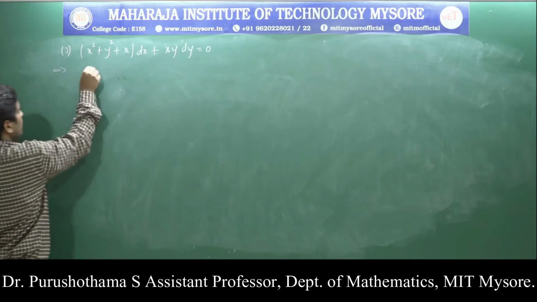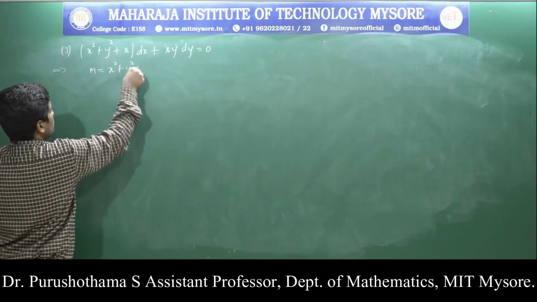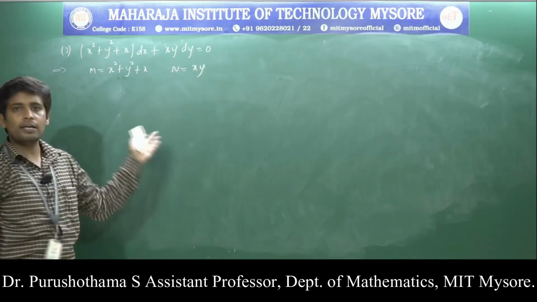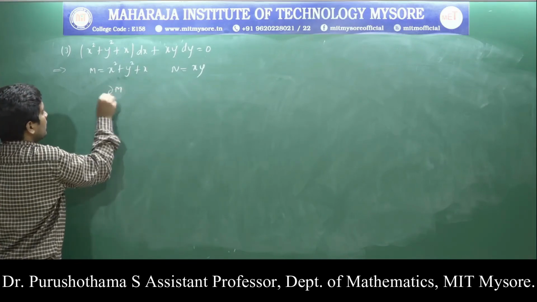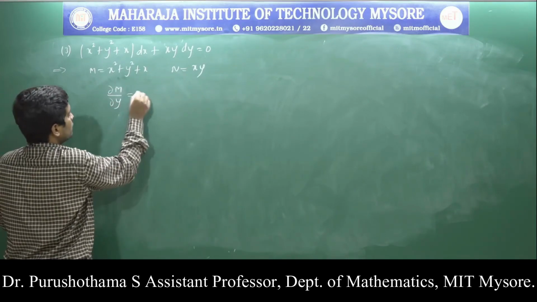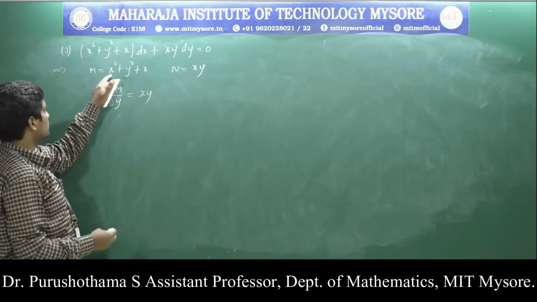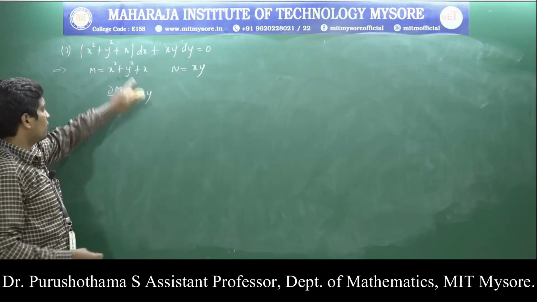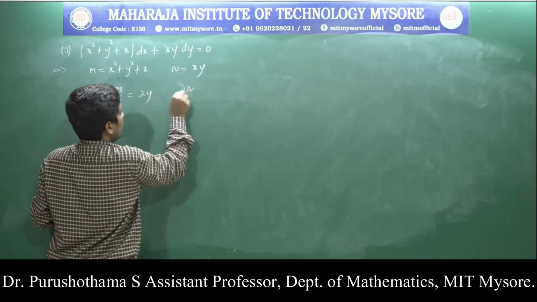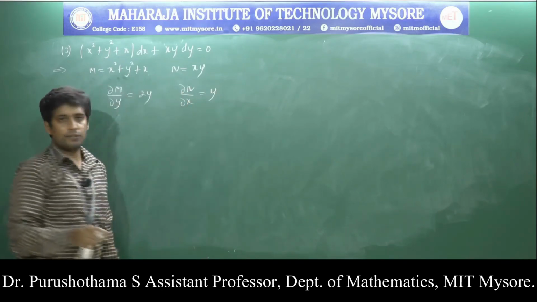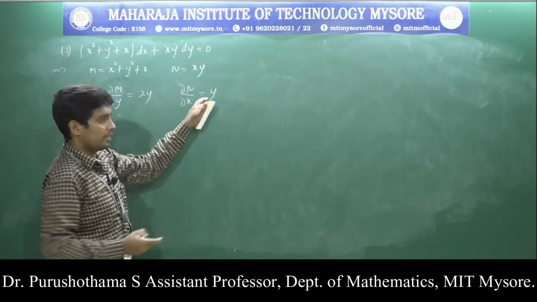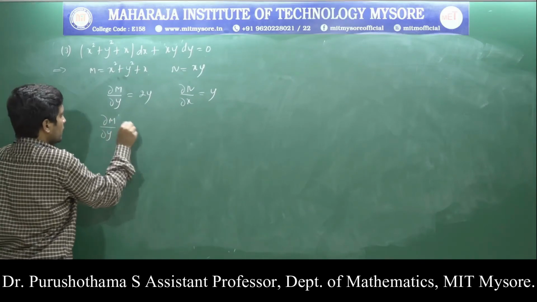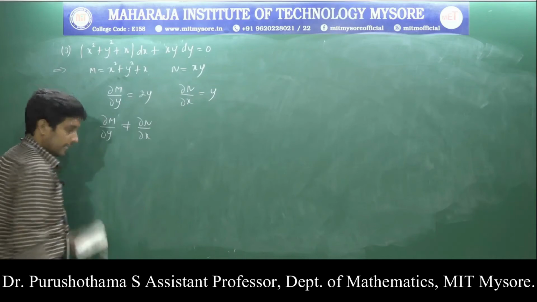Here, M equals x² + y² + x and N equals xy. Then find the derivatives with respect to y and x. The derivative of M with respect to y is 2y only, because the first and last terms are 0. The derivative of N with respect to x equals y. Clearly we observe that ∂M/∂y is not equal to ∂N/∂x.